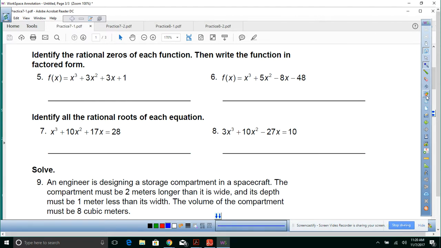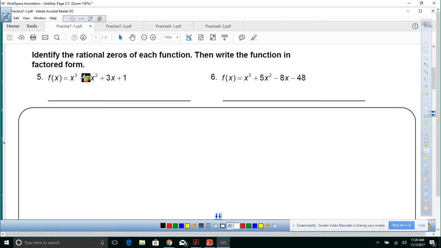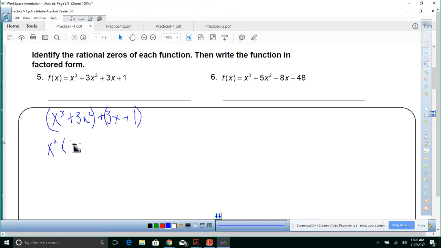What do we have? x cubed plus, how many terms do we have? We have 4 terms, and we're looking for 3 roots. So I wonder if x cubed plus 3x squared plus 3x plus 1, I wonder if we tried grouping, if that would work. Well, we can take an x squared out of there, and that leaves you with x plus 3. And then we could take a 1 out of there, and that would leave you with 3x plus. That doesn't really work.